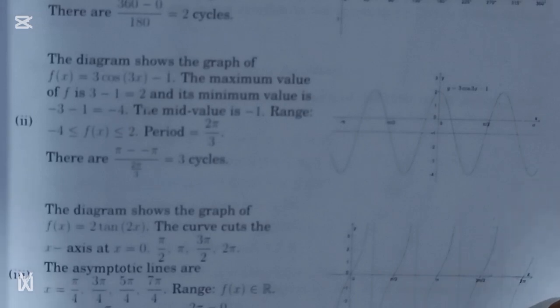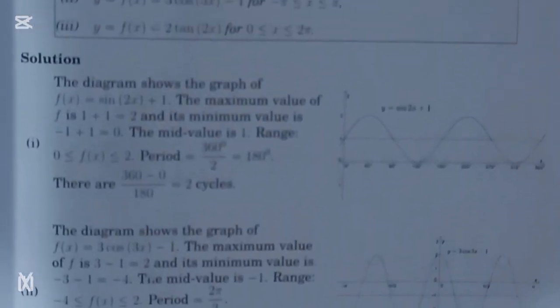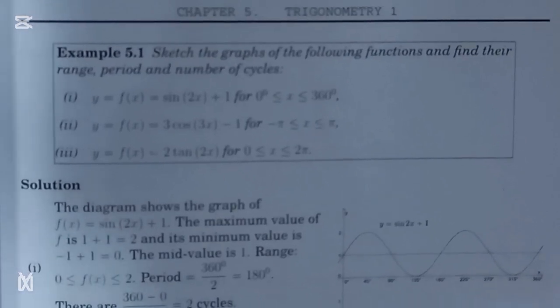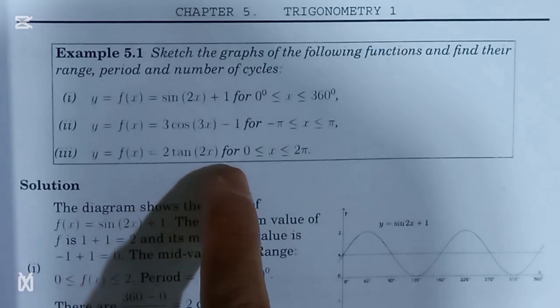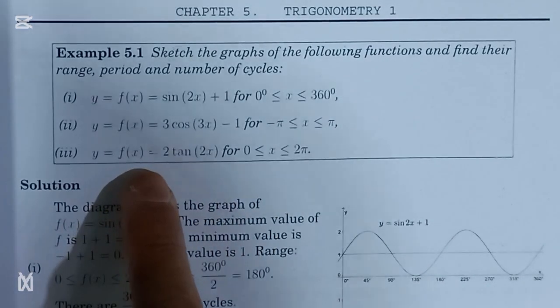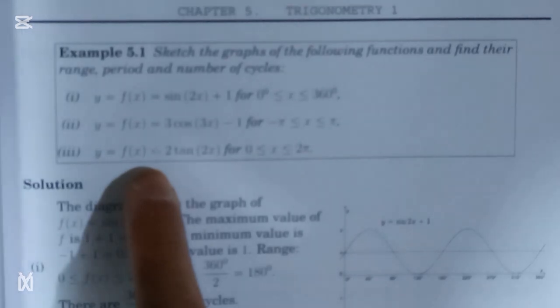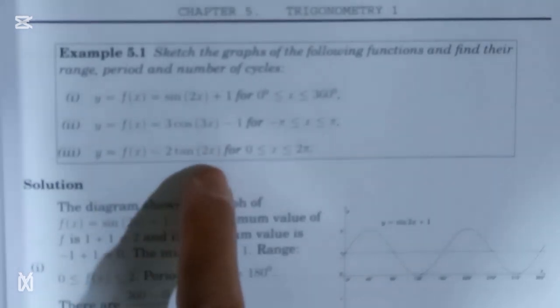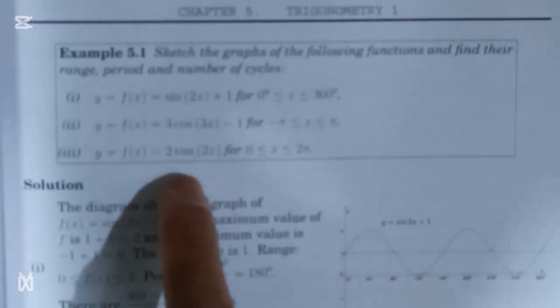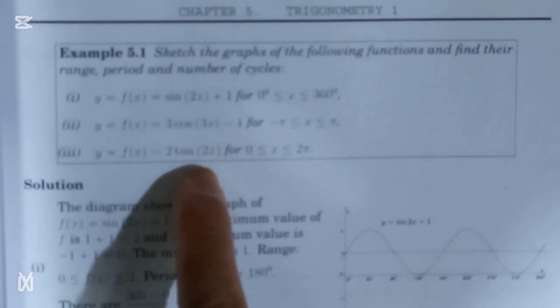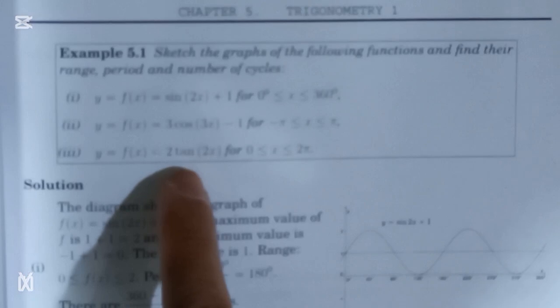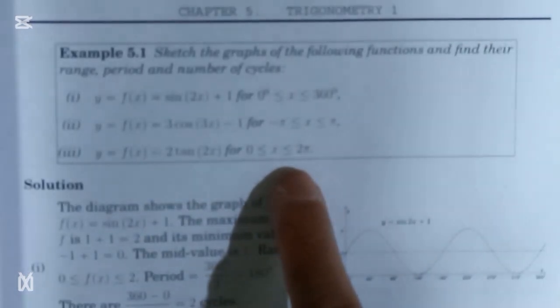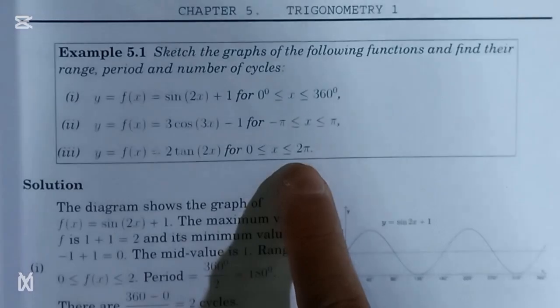Likewise in the third question as well. The third question is here: y equals f of x equals 2 tan 2x for this range. First we will make the table by taking suitable values of x, for example x equals 30, 60, 90 and so on. Putting these values into this equation will give us the values of f of x. By using these values we will draw the graph, and the range is 0 to 2 pi.